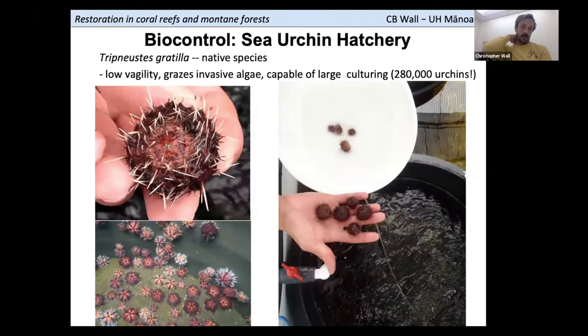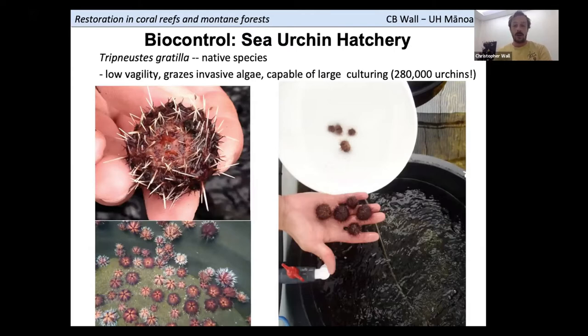And the biocontrol agent that they used was, again, these native species of urchins, Tripneustes gratilla, which is a native Hawaiian species, a collector urchin. So like the original photo I showed, you had some algae stuck to its back. It crawls across the reef. It's really slow, so it has low vagility, doesn't move very far. It likes the invasive algae. They did tests to see what kind of algae it liked, and it really liked the invasive species.